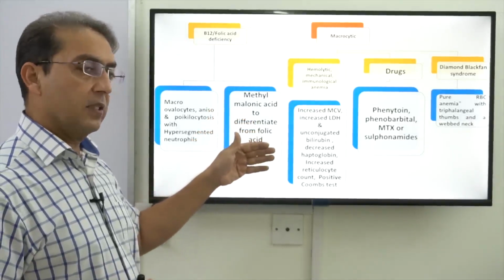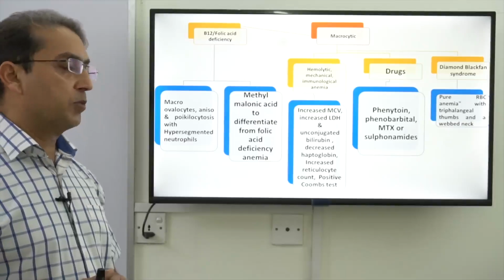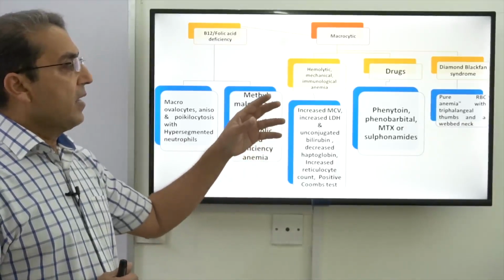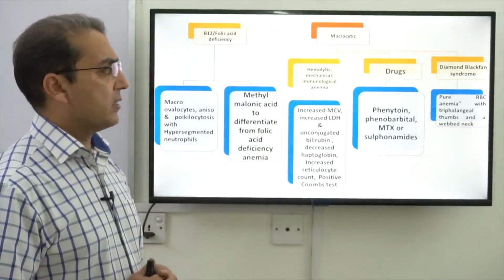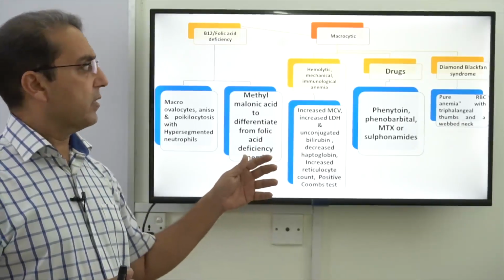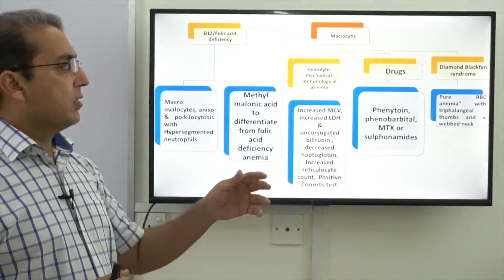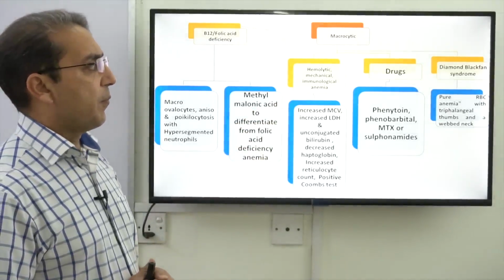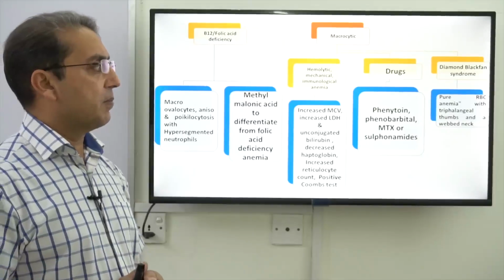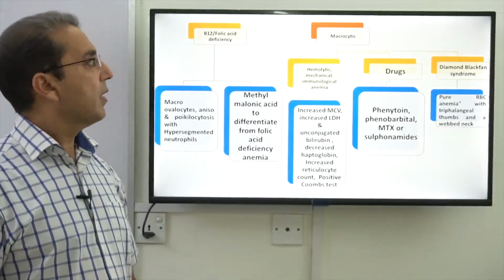There is increase in the reticulocyte count, and you may go for a positive Coombs test, so we can go for a direct antiglobulin test. Then have a history of, if the patient has taken phenytoin, phenobarbital, methotrexate or sulfonamide, they can cause this macrocytic anemia. Then you can see if a patient has pure red cell anemia with triphalangeal thumb and a webbed neck, this may be Diamond-Blackfan syndrome.